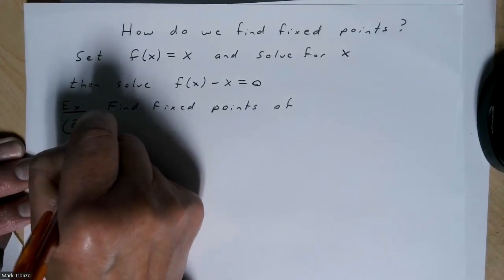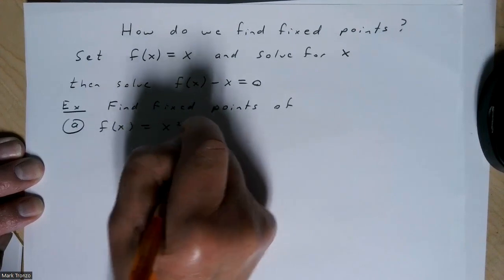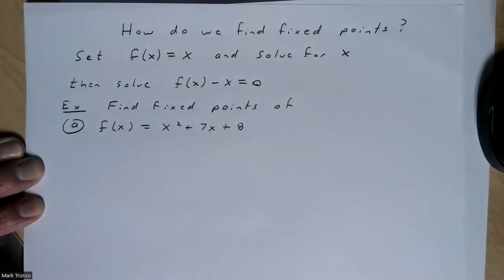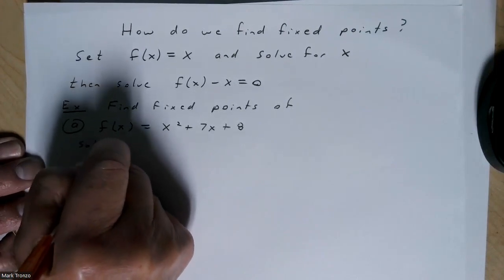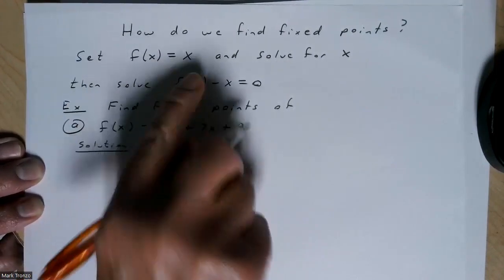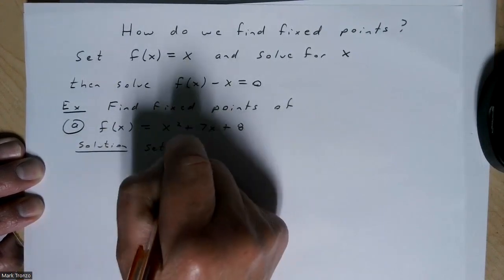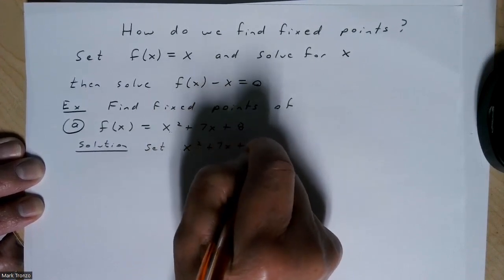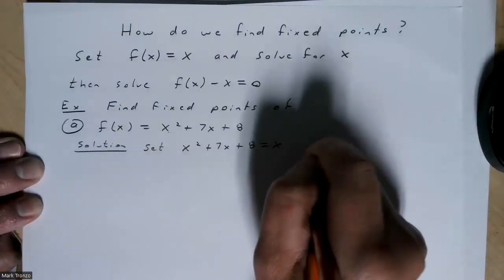Of f of x equal x squared plus 7x plus 8. So let's take a look at this one. So do what we set up here. Set your function, which is this, equal to x, then solve for x.